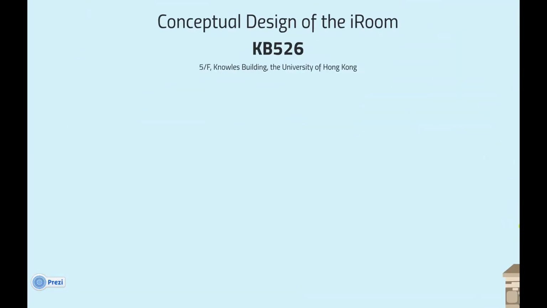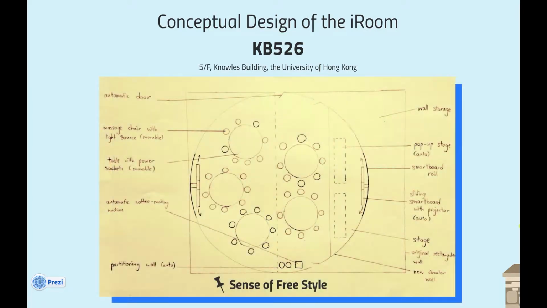Going back to the theme of the iRoom, the first step that we're going to apply it is in the two-dimensional conceptual sketch of the room. The annotated wordings are the functions provided by the room, including the smartboard, which is the most important element in every iRoom. As you can see, there is the original rectangular wall and also the new curvature wall within the space. The curvature allows the smartboard to slide smoothly for the range of half a circle. The details of the functions will be explained later.